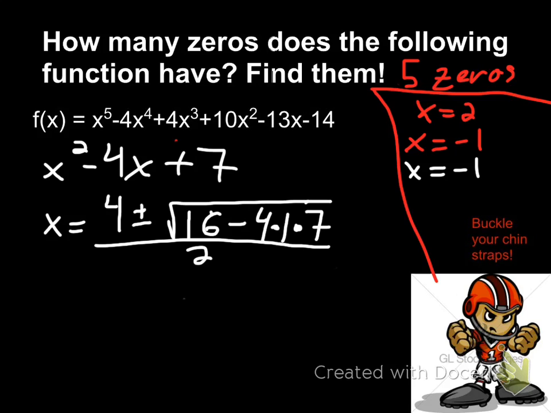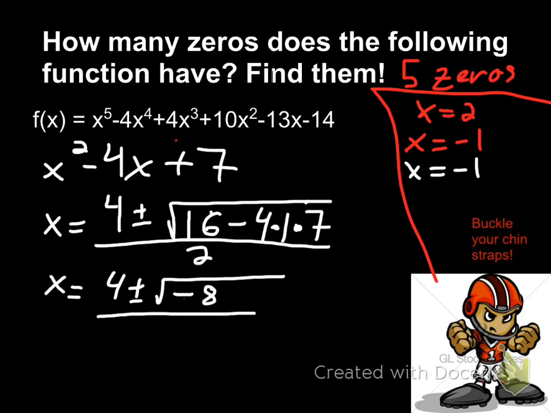Okay. Now, what is 16 minus 28? In other words, what is underneath the square root there? Negative 4 times 1 is negative 4 times 8 is negative 32. So it'd be negative 8, right? Yeah. Okay. All divided by 2? Yeah. Wait, no. Negative 12.